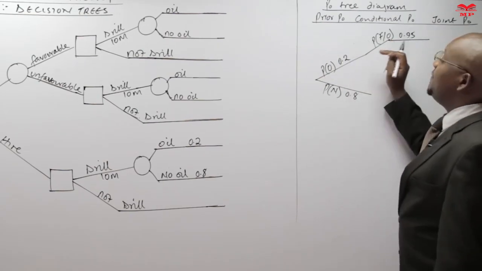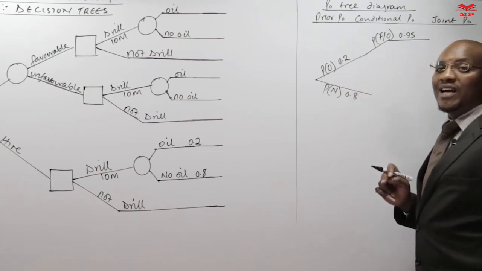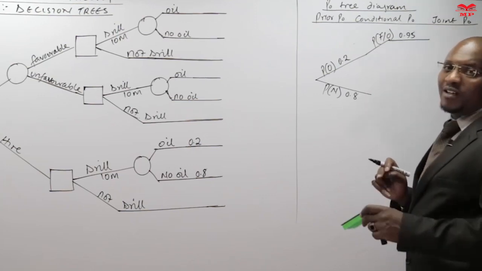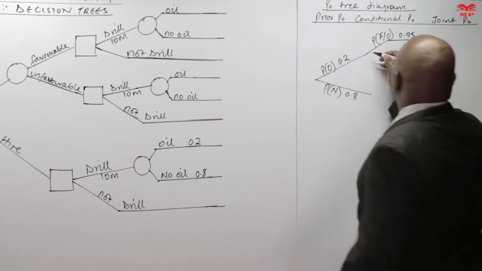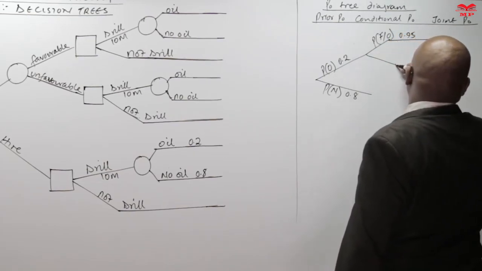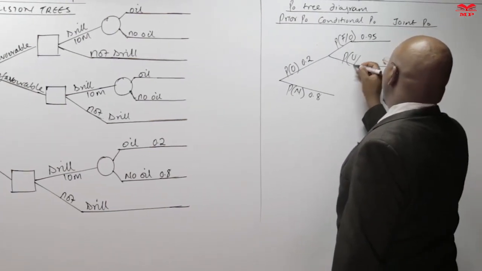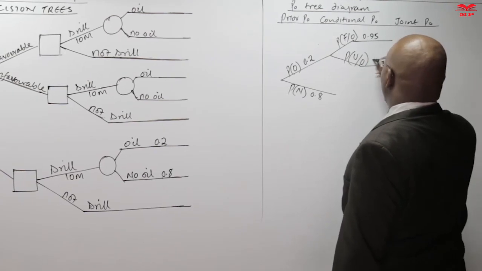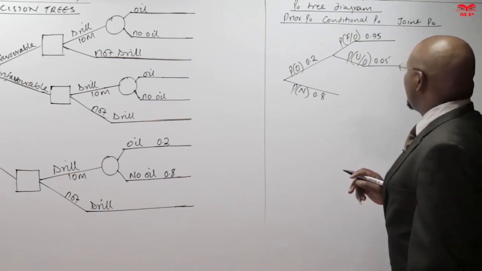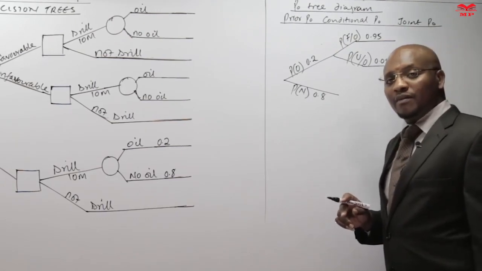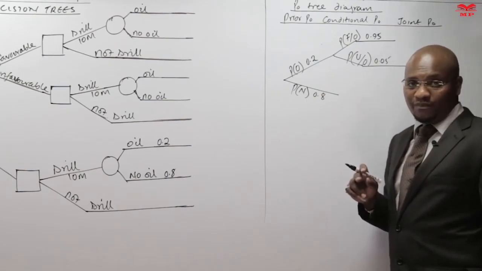Meaning what? If there is oil, there is still a possibility of the consultants giving us an unfavorable report, which is misleading in a way. So we say this is the probability of unfavorable report given there is oil. This must be the difference, which is 0.05. That gives us 100%. There is a 95% chance of them giving us correct information when there is oil, and a 5% chance of not giving us correct information.